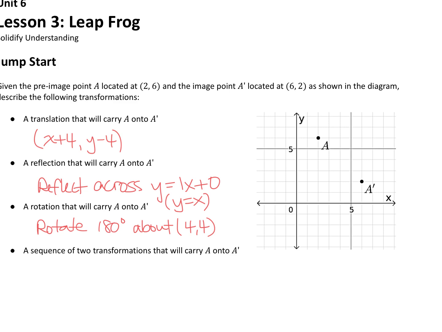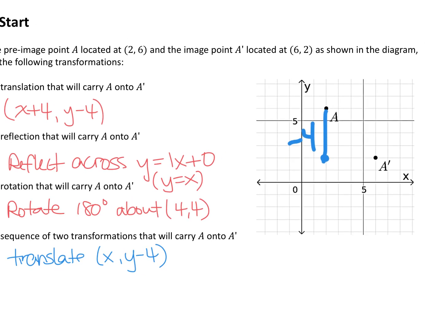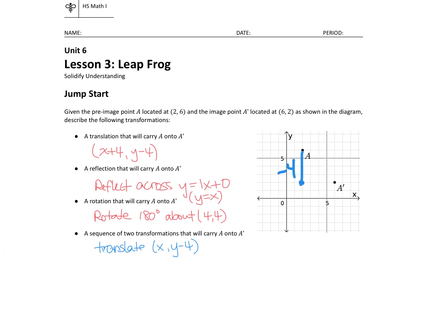So let's say the very first thing that we did was a translation down 4. So let's say that was our first step. So translate x and y minus 4. Okay. And I need to split this into 2. So that'll be my first one, just down 4. And let's say my second one was a reflection. And I'm going to put in a line of reflection halfway between this new location right here and A prime. So that's here.